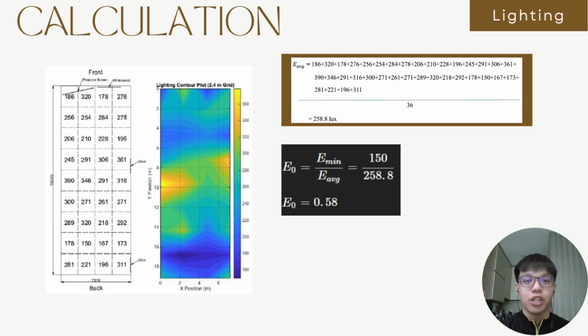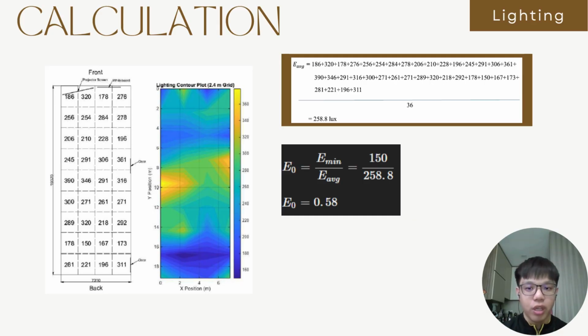For the illumination level of DKA, the lowest illumination level is 150 lux. Meanwhile, the highest is 390 lux. You can see the lighting contour plot. The yellowest part is the brightest part in the room. It is because it's very close to the door or the window.